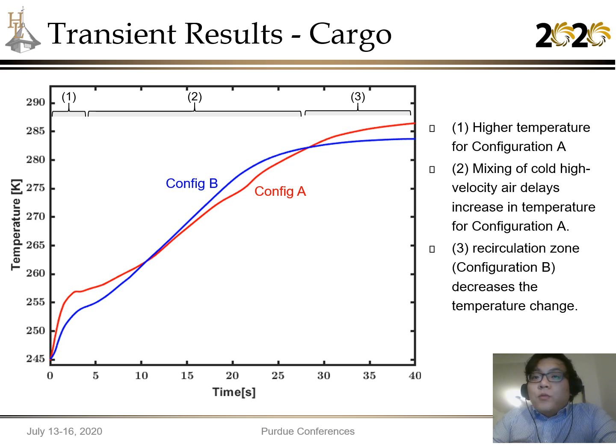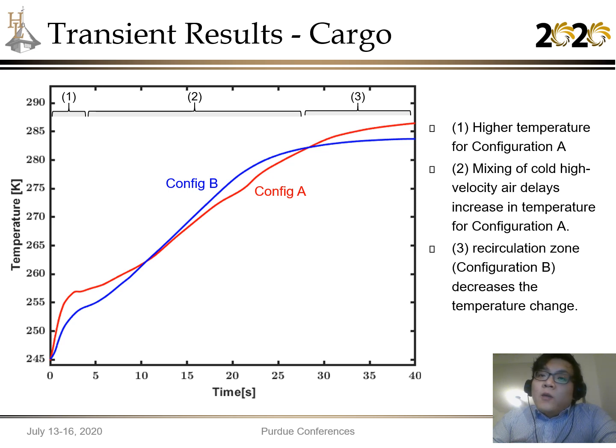And in zone 3, between times equal to 30 seconds to 40 seconds, the recirculation zones that were present for the steady state case for configuration B decrease the further temperature change for configuration B. Thus, the temperature inside the trailer for configuration B is lower than that of configuration A.